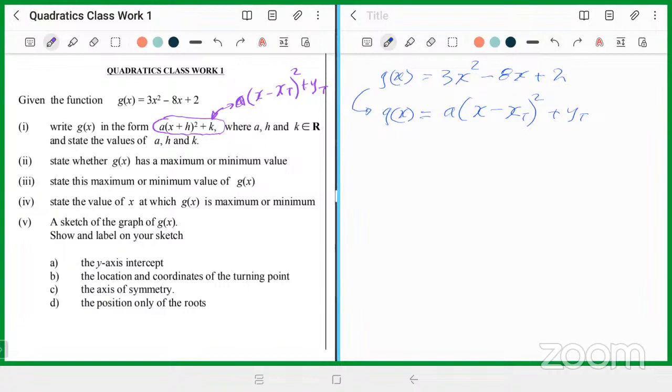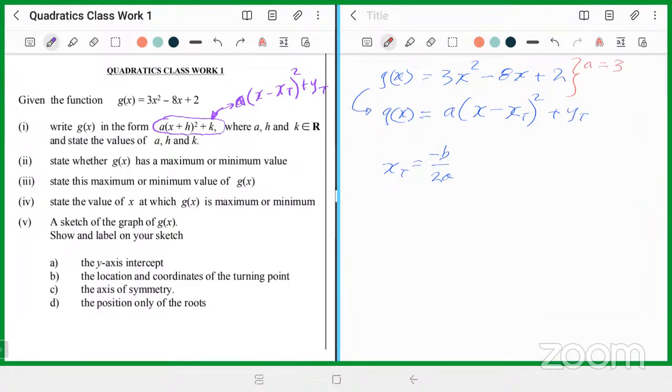It's a formula for xt that you must know: the xt value is negative b divided by 2a. Where do we get a and b from? We get it from the standard form. I'm going to put those values in red. The a in the standard form is the coefficient of the x squared. The number in front of x squared is 3, so a equals 3.